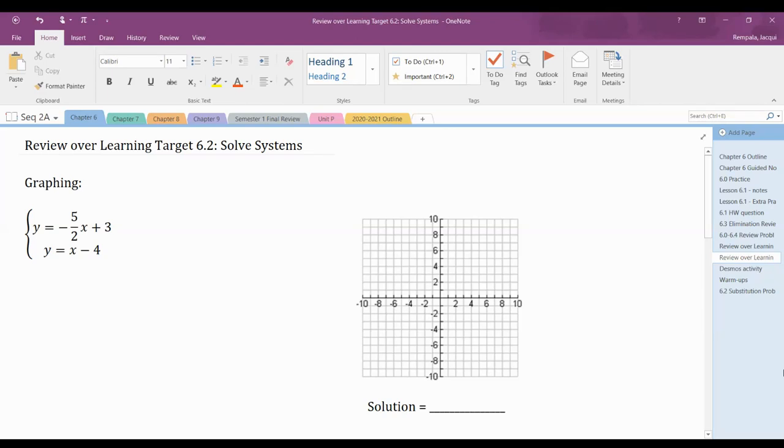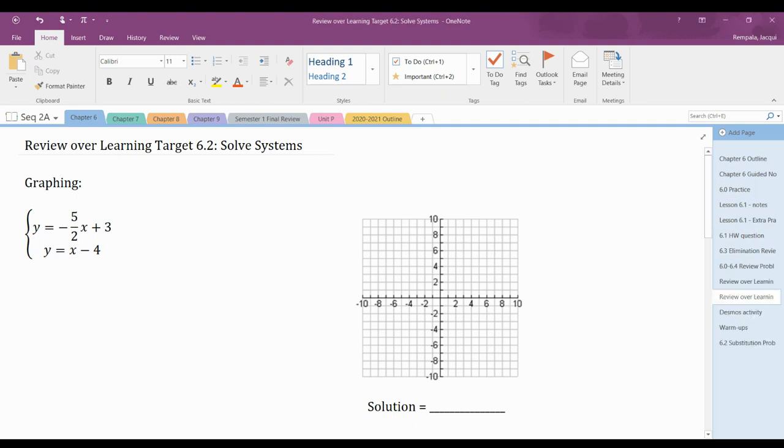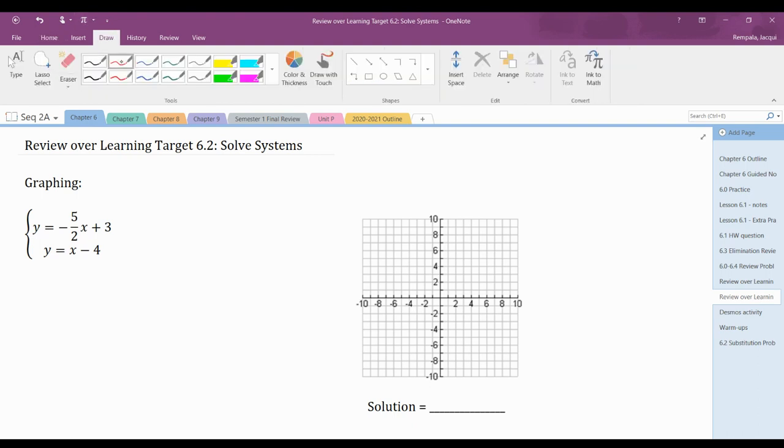Today we are going to review Learning Target 6.2, which is all about solving systems. So remember, we talked that there are 3 ways to solve a system of equations. We've got graphing, substitution, and elimination. So let's go ahead and take a look first at graphing. This was the very first thing that we did in order to solve a system.